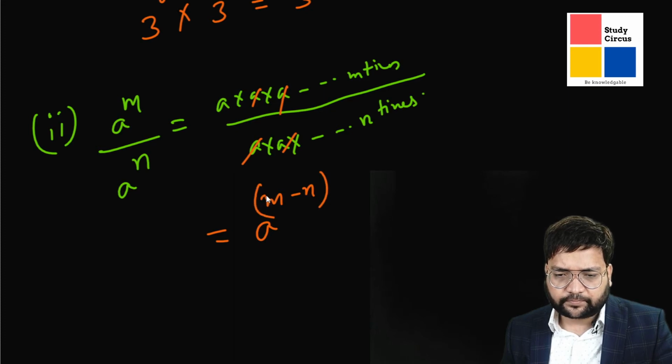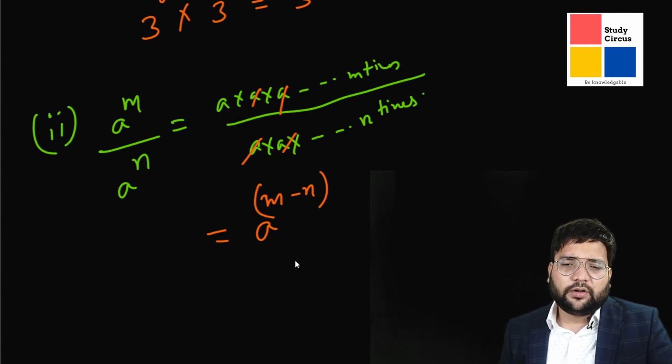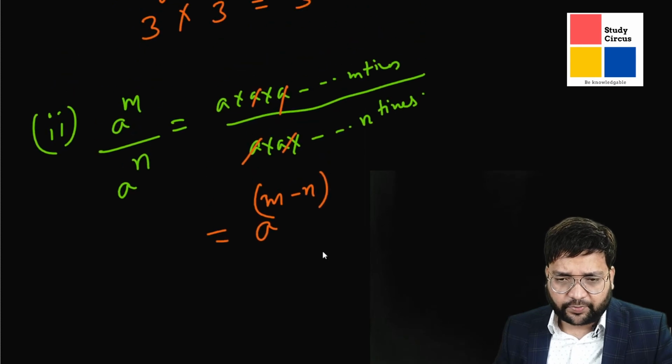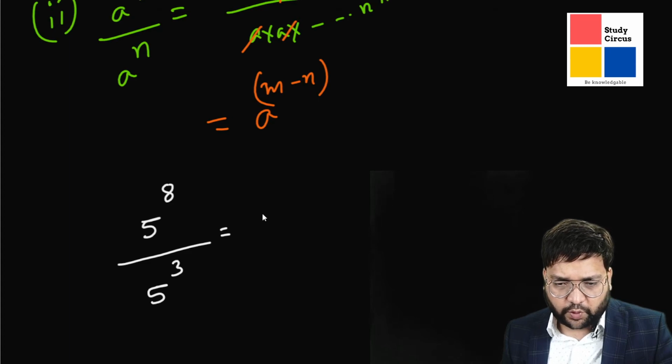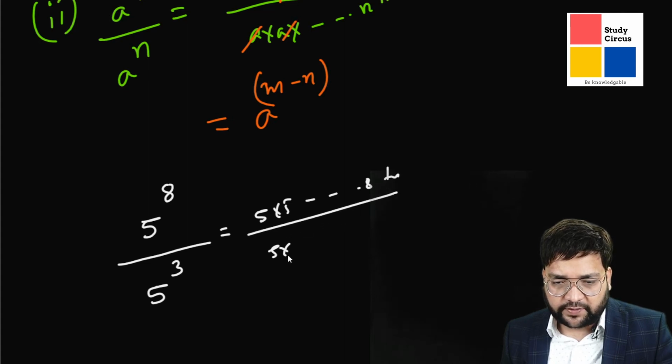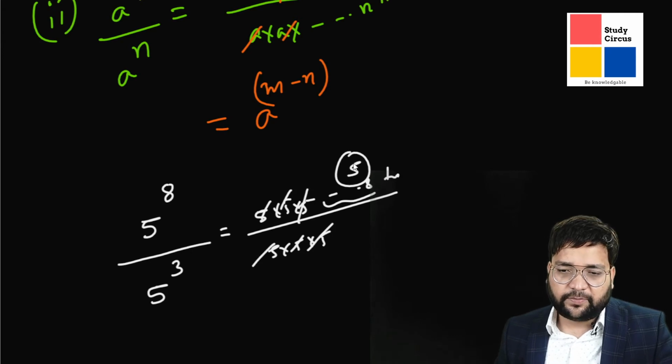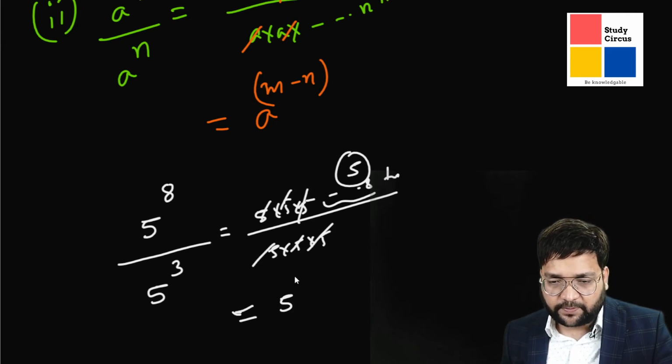If n is more, then it is going to be negative. For example, let's take 5 to the power 8 upon 5 to the power 3. That is 5 into 5 into 5, 8 times, upon 5 into 5 into 5, 3 times. So three 5s will cancel out and 5 will be remaining, five times. That is 5 to the power 8 minus 3, which is 5 to the power 5.